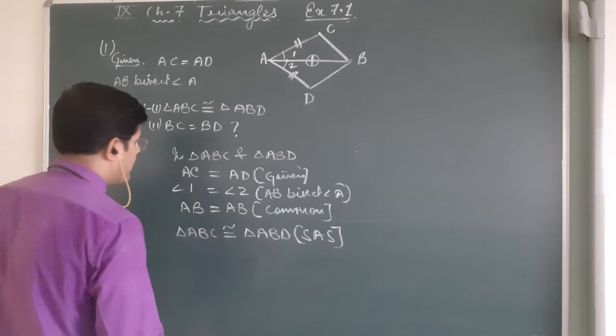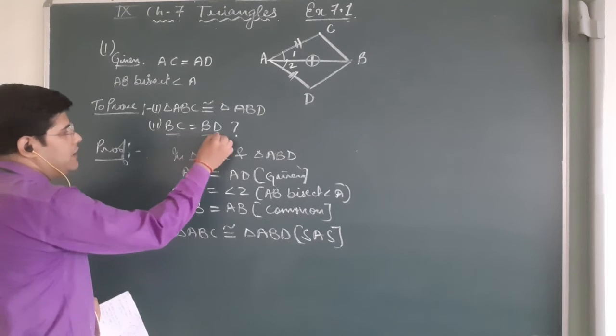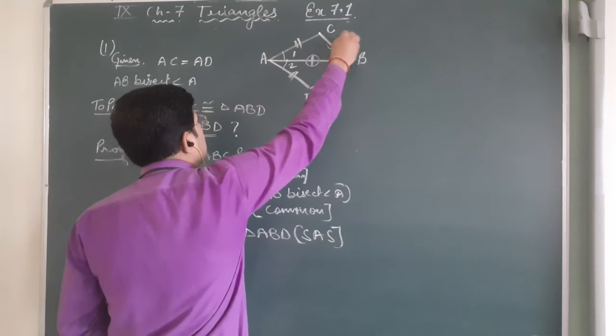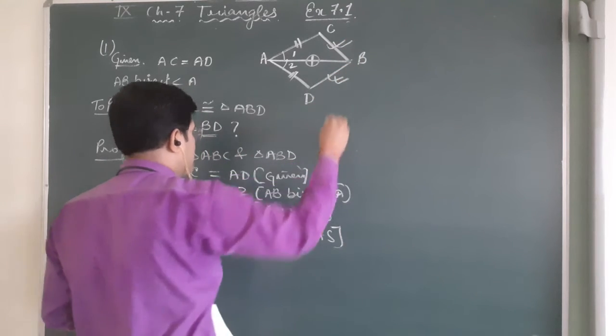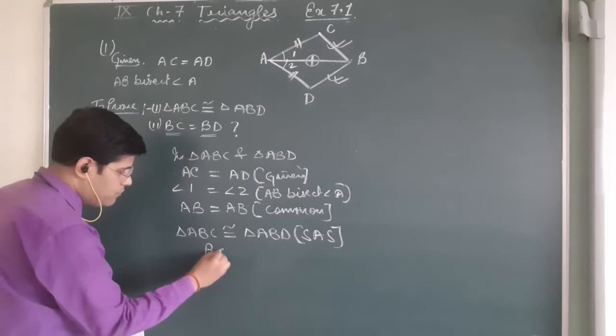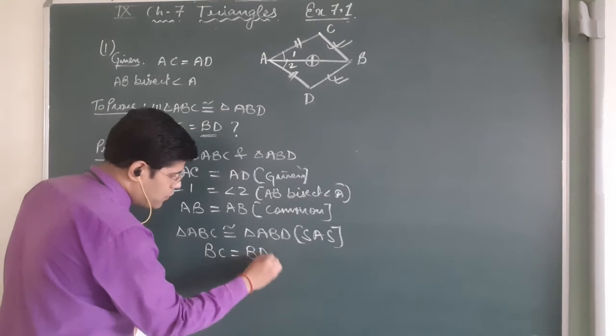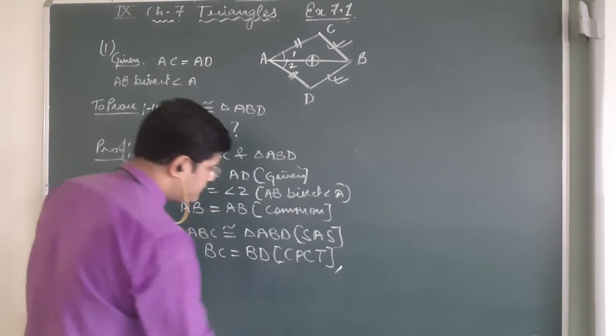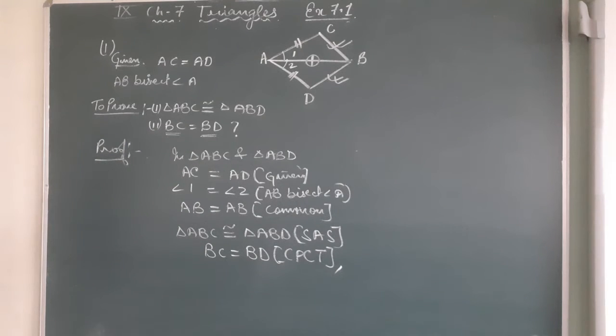After that we can write anything equal here. BC and BD is what is being asked, it is not given. So BC and BD, we have this one and that one equal. BC equal to BD by the property CPCT. So the first sum is done. You can take a screenshot or note it down in your notebook, but note it down in very neat and clean handwriting. Okay students.